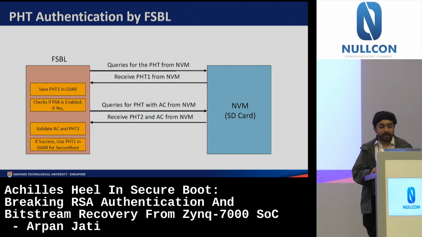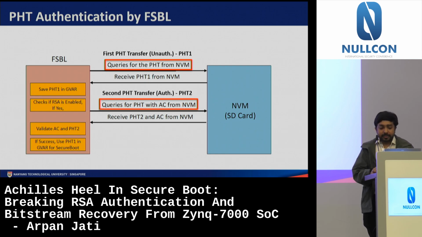Now it checks if RSA is enabled or not. If it is enabled, then it again queries for the PST and certificate from the SD card, and it receives the second copy of the partition header table and the certificate. Now, instead of using the original one, it uses the second one. But in processing, it uses the first one. So I'll explain again: it queries for PST1 and does not authenticate it. It copies this, asks for it a second time, and does authenticate it.